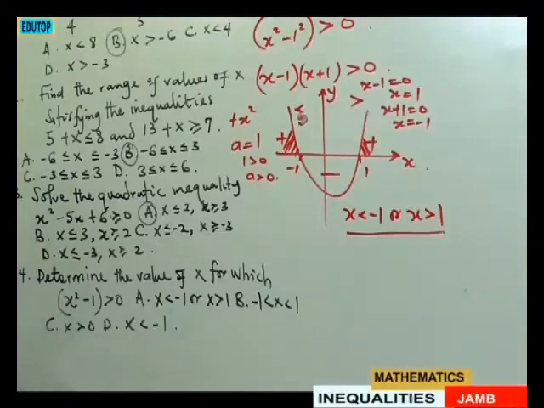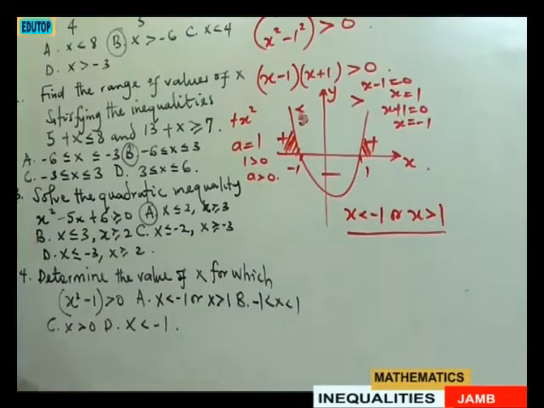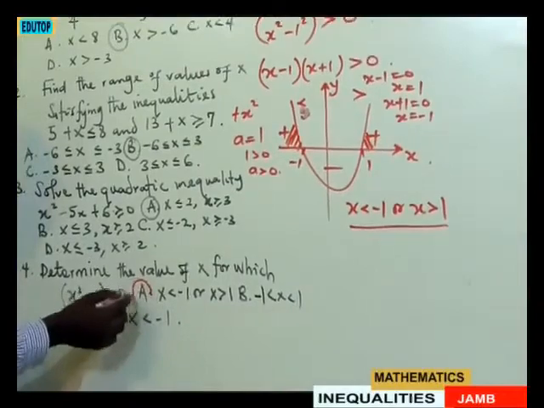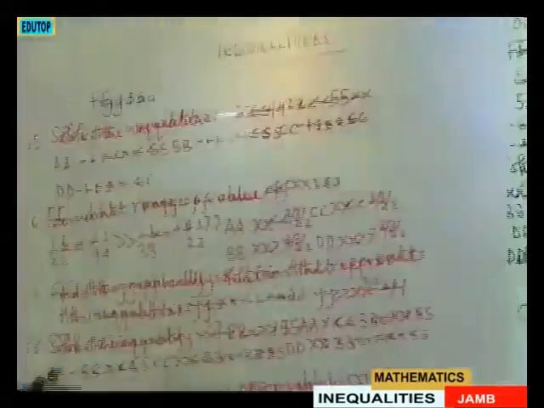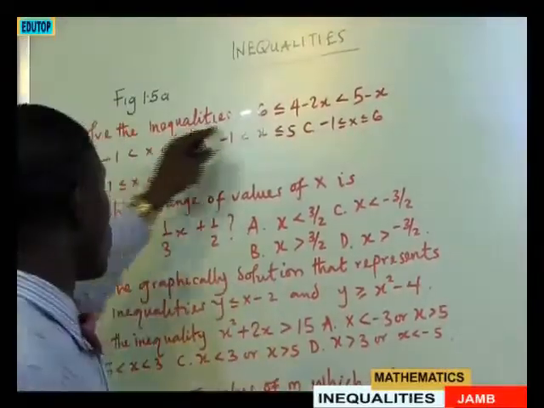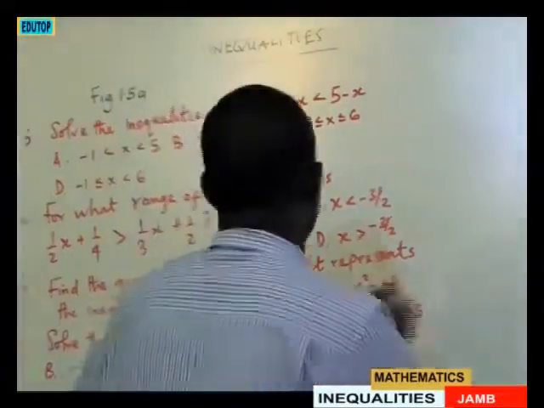Option and see the one that matches that, it will be no other option rather than what? Than A. So now let's look at question 5. Solve the inequalities. So this is what we are given.